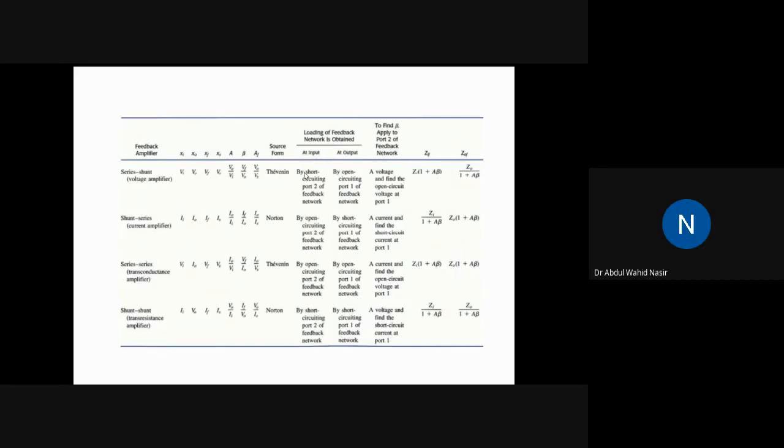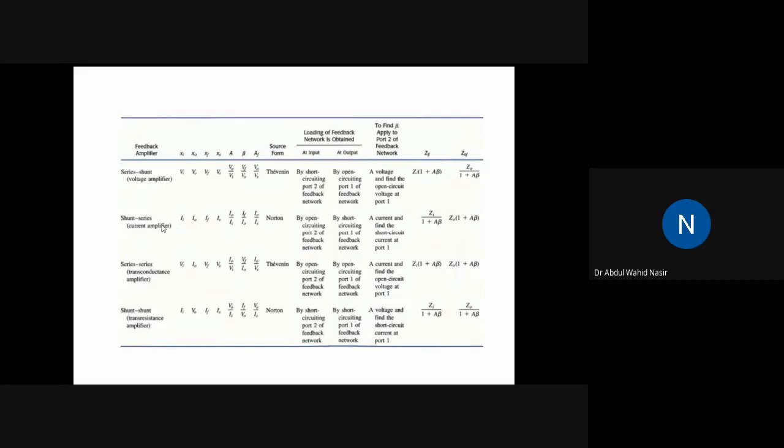This one is the method to obtain R11 and R12, all those things. In this case, your input resistance will be increased by a factor of 1 plus A beta, and the output resistance will get decreased by a factor of 1 plus A beta.